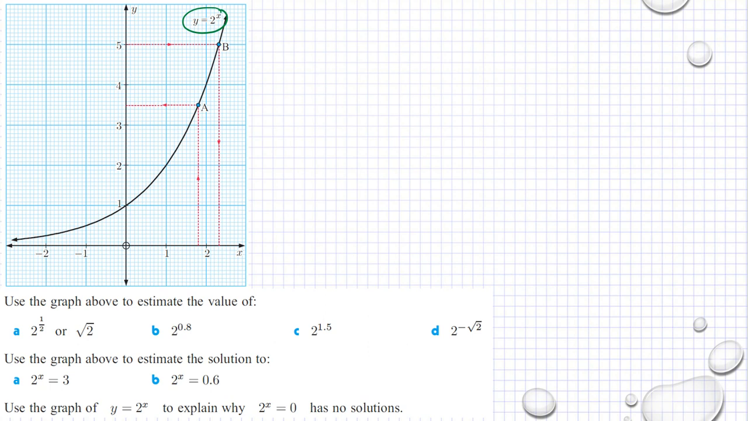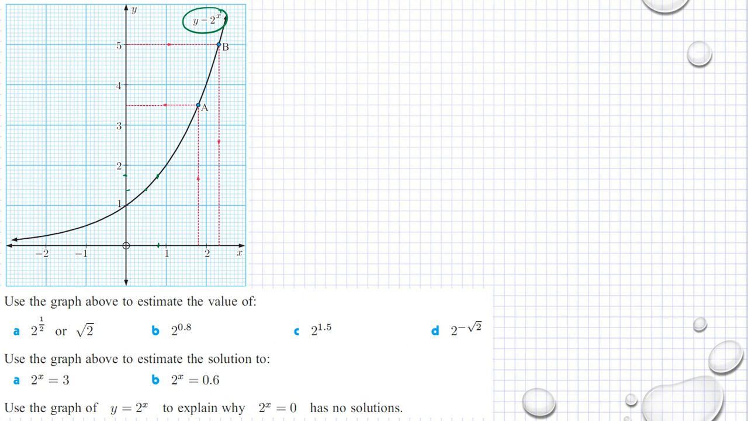Okay. And then 1, 2, 3, 4, 5. It's almost 1.4. Yeah. And 2 raised to 0.8. 0.8 is here. So if I'm going there, it's almost 1.75, for example. And then you can do the rest.